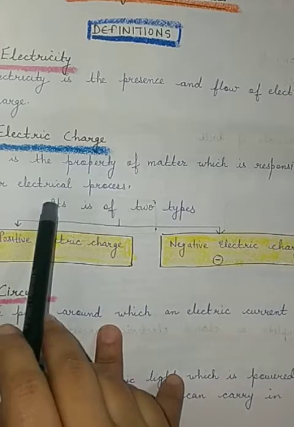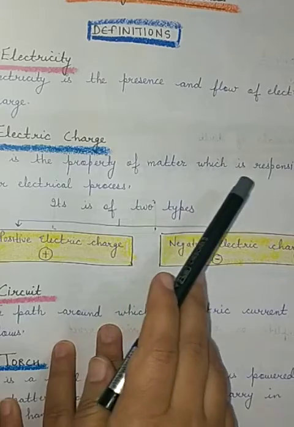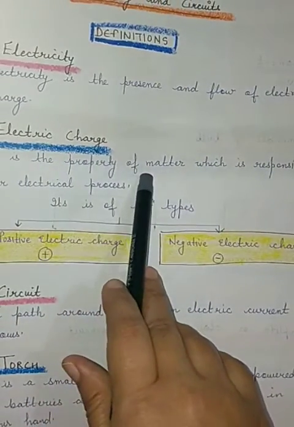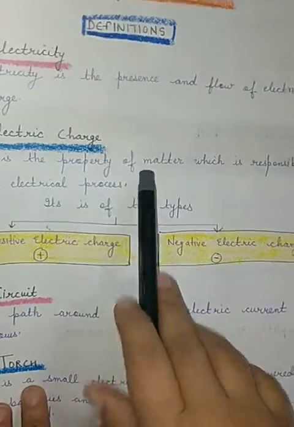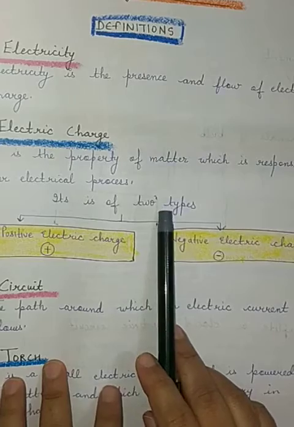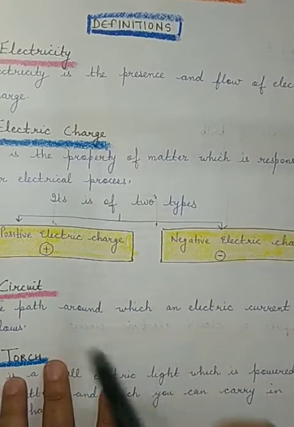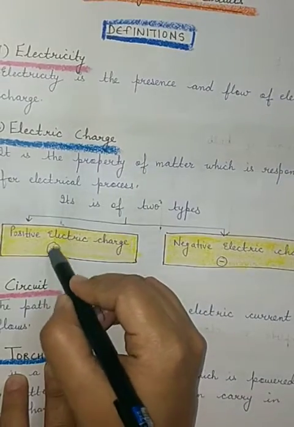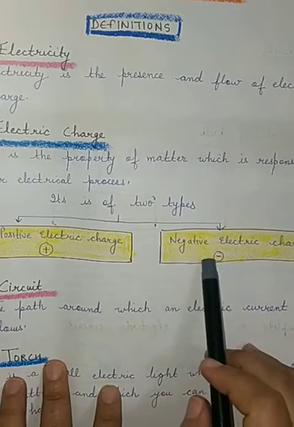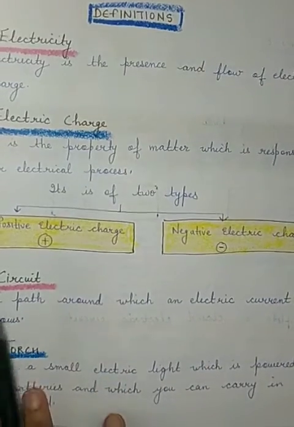So what is electric charge? Electric charge is the property of matter which is responsible for electric processes. So these are the properties of matter which are responsible for the flow of electricity, and there are two types of electric charge: positive electric charge and negative electric charge. Positive electric charge is denoted by plus, the addition sign, and negative is denoted by minus, that is the negative sign.